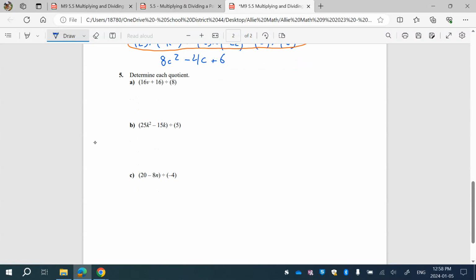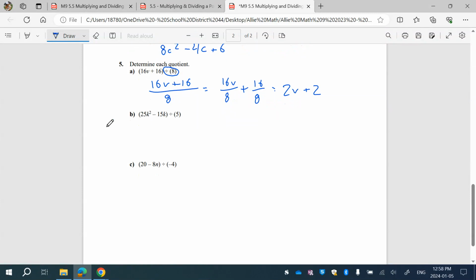I'll show you what that looks like. So I would start by rewriting this with the divider as our denominator. So let's go 16v plus 16 over 8. So for me, that's just a little bit easier to look at. Now we're going to split this into two fractions. So we're going to go 16v over 8 plus 16 over 8. And then we're going to reduce. So 16 divided by 8 is 2v, plus 16 divided by 8 is 2.